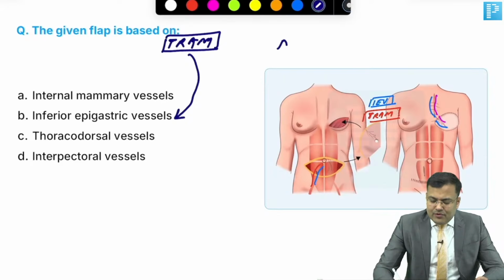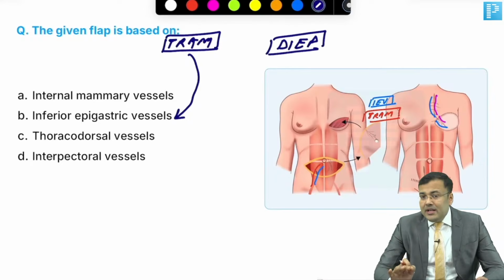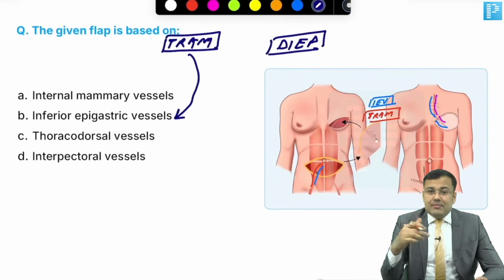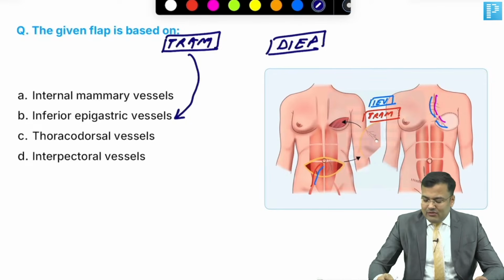Can you tell me what is the full form of DIEP? This is deep inferior epigastric artery perforator flap. In DIEP flap, we are not taking the muscle. Muscle is spared. Here we are taking only skin and fat. And can you see this image?